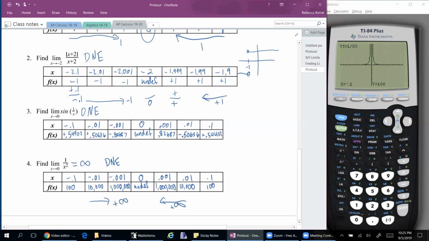So there you have it. You can evaluate limits using tables. One quick note, on the AP Calculus exam, some questions will have calculators and some will not. So be sure when you're practicing to check if the question allows calculators or not.